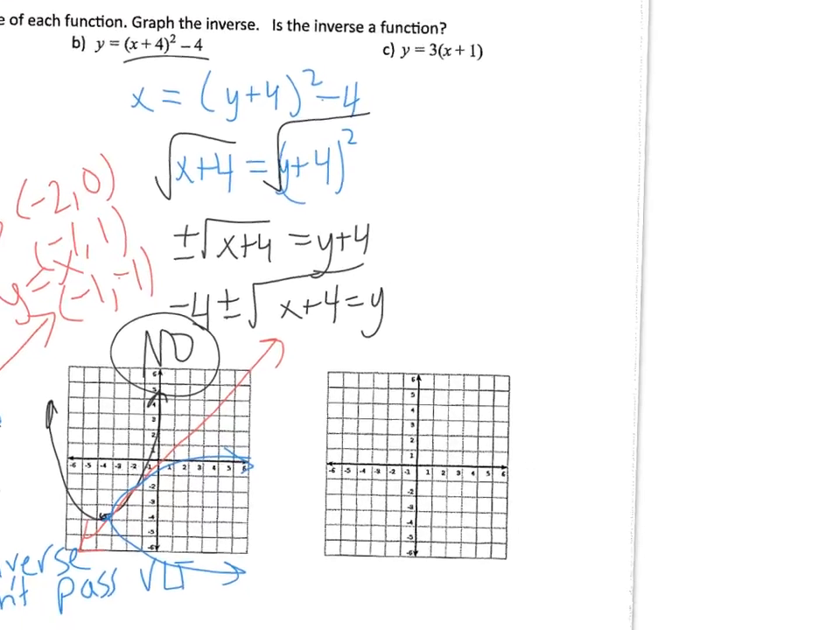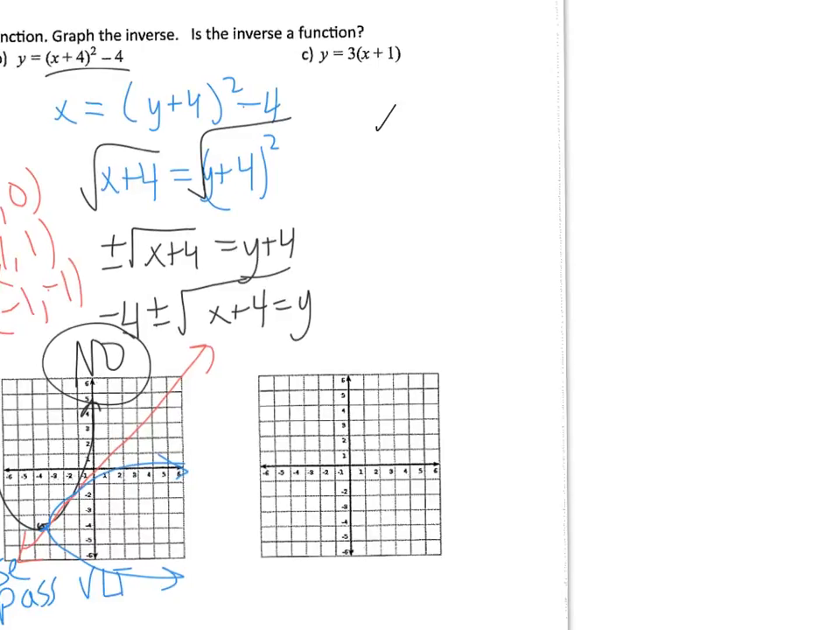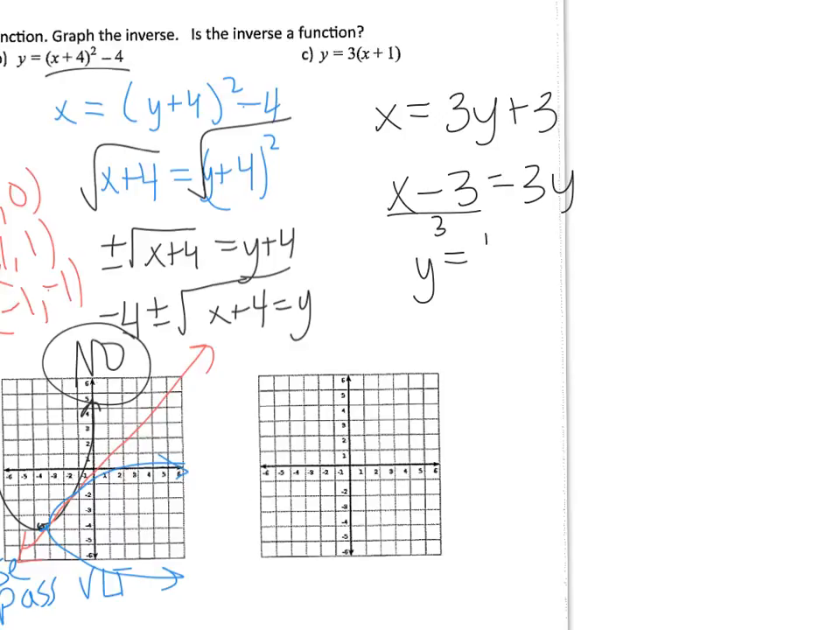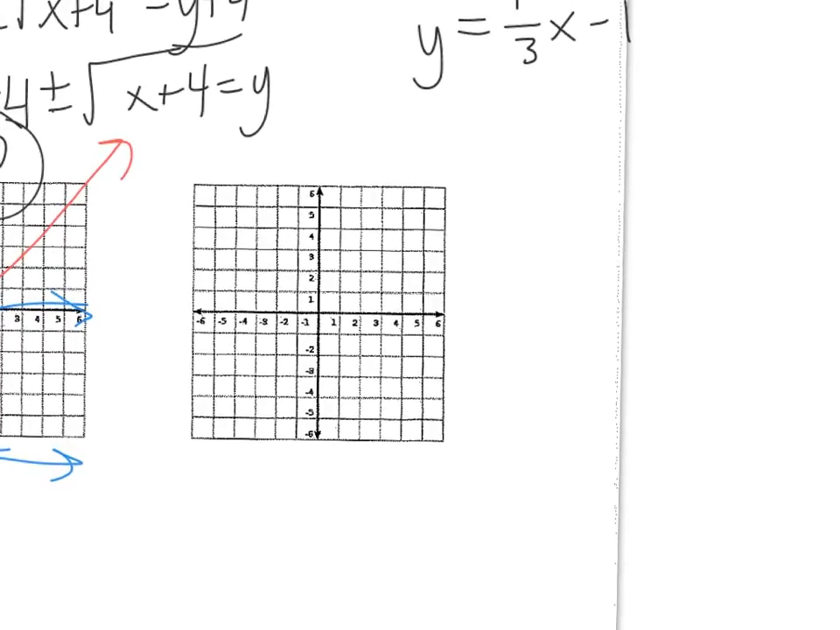And then the last one, let's flip-flop these. So x equals 3y. I'm going to already do the distributive property. So x minus 3 equals 3y. Then y equals, divide each thing by 3. So it's 1/3 x minus 1. So the original is y equals 3x plus 3. So I'm going to go to 3x plus 3 on the y-axis. Okay, that's my original one, and my inverse was right here.